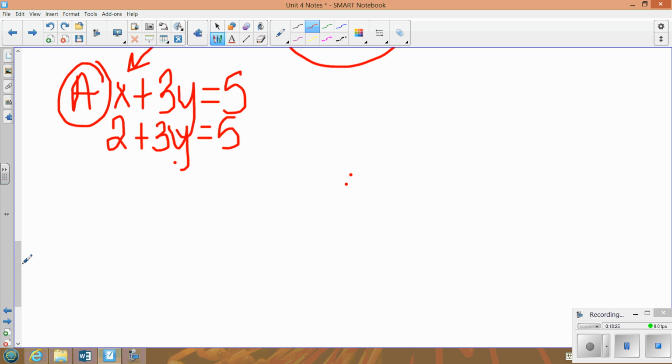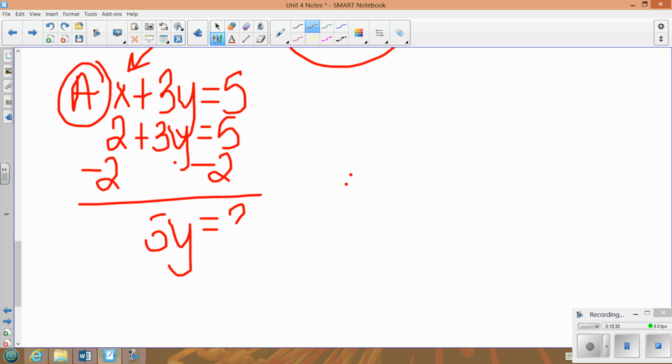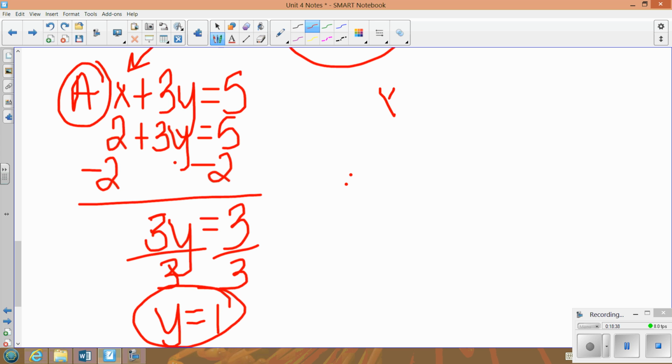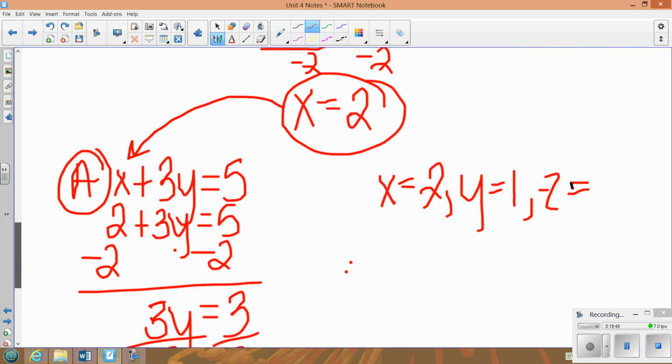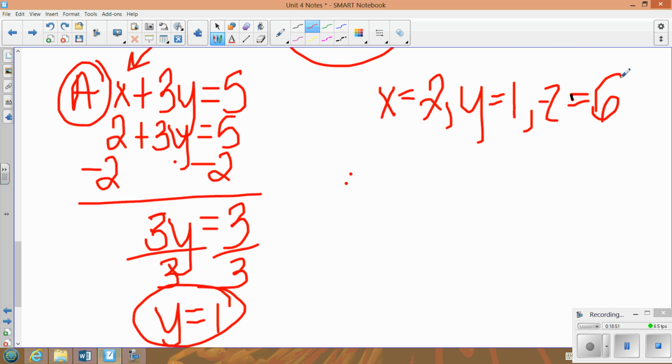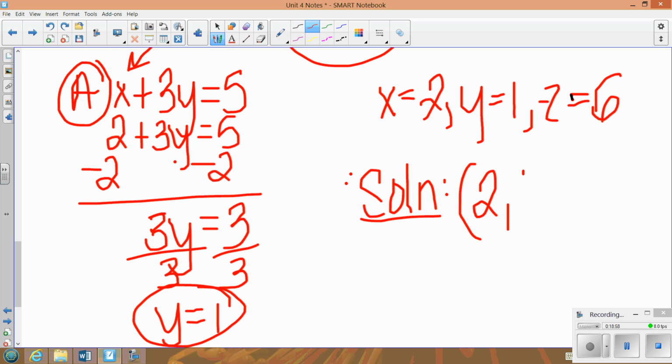So, subtract 2 from both sides. We have 3y equals 3. Divide everything by 3. We get y equals 1. So we have x equaling 2, y equaling 1, and z equaling 6. So now your solution you write as x comma y comma z, so it's going to be 2, 1, comma 6.